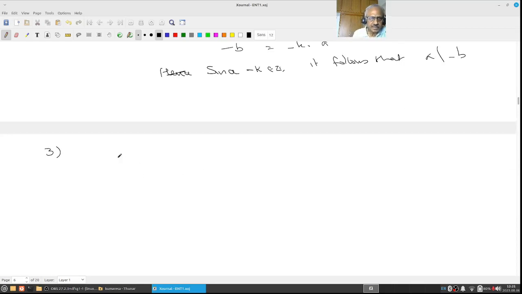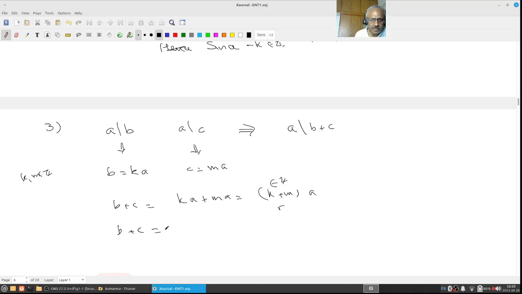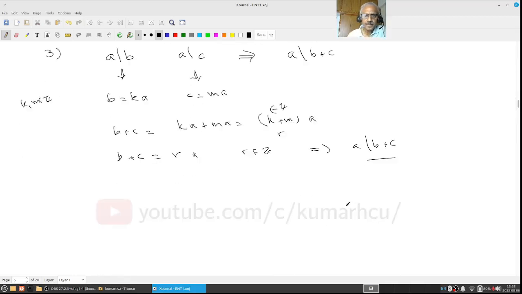Now, next thing I am going to prove: if a divides b and a divides c, I want to say a divides b plus c. How will I do that? Since a divides b, I know b equals, let us say, k times a, and since a divides c, c equals m times a, where k and m are integers. Therefore, b plus c equals ka plus ma, equals k plus m times a by the distributive law, and this is an integer. Call it r, therefore b plus c is r times a, where r is an integer. This shows that a divides b plus c. See, this is how you will write it, work out the proof. But how will I write a proof?